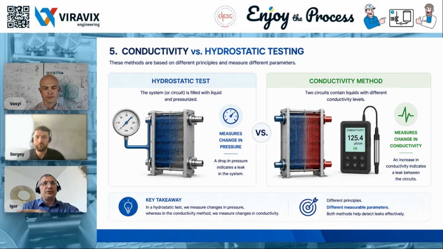Yes, exactly. With this method, liquids are used in both circuits. In this case, for example, anhydrous sodium sulfate is used as the electrolyte. The device then measures the change in conductivity caused by the leakage of this salt solution from one circuit into the other. Right. But if we say that the hydraulic method isn't accurate enough, how much more accurate is this method? Or more generally, what makes it better?